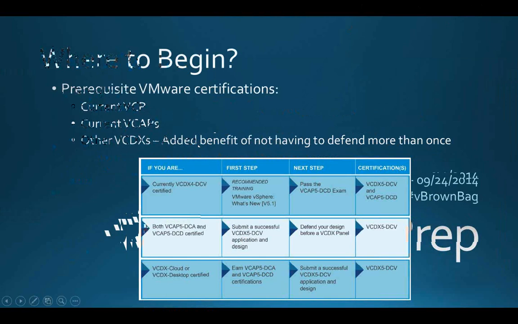After you have your VCP, you can go on and take any VCAP exam. So you take the 2 VCAP exams for the track that you're going down. If it's data center virtualization, you have data center administration and data center design. If it's desktop, it's desktop administration, desktop design, and so on and so forth. The last track is if you already have a VCDX and are going for a different track-based VCDX. It's just submit your design, get your design accepted, and then you have the certification. You don't have to go through the panel defense more than once if you pass it.